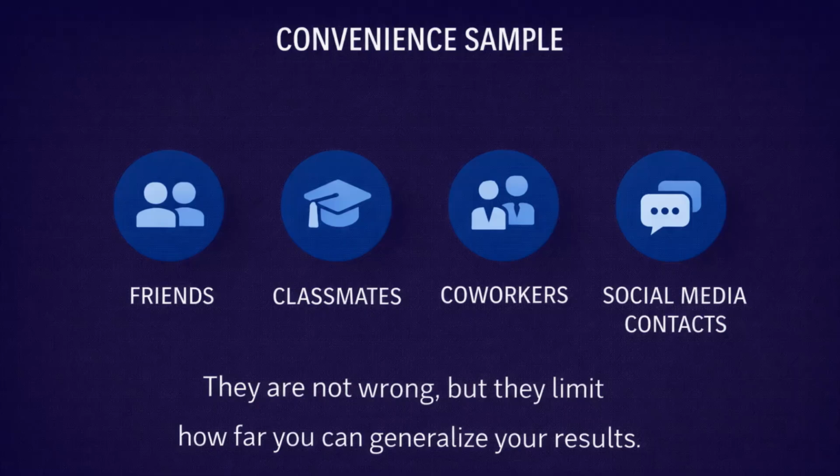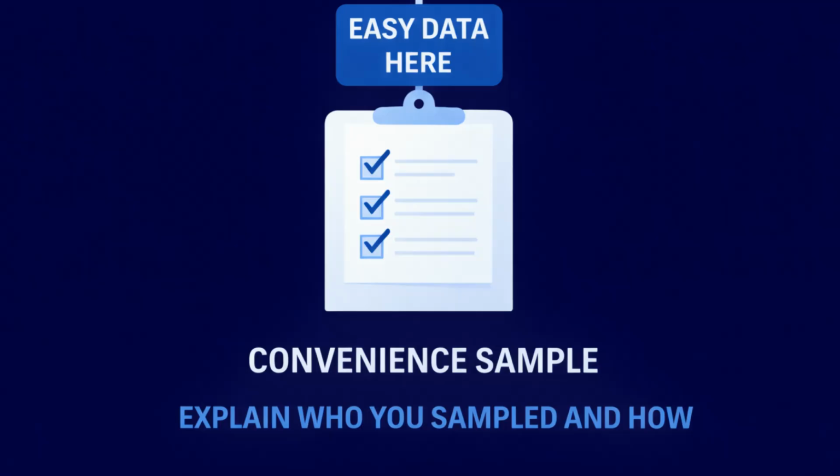A convenience sample uses people who are easy to reach, such as friends, classmates, coworkers, or social media contacts. Convenience samples are common in student projects. They are not wrong, but they limit how far you can generalize your results. When you use convenience sampling, you must explain who you sampled and how that might affect your conclusions.